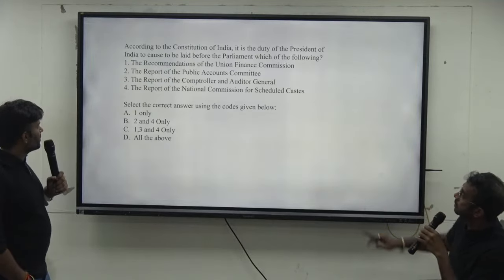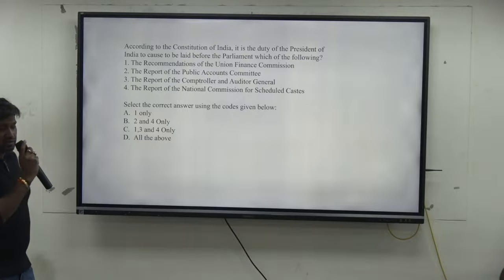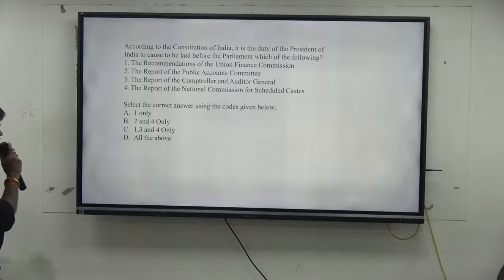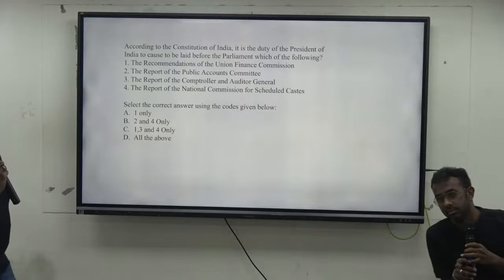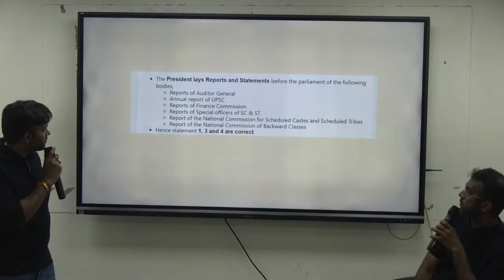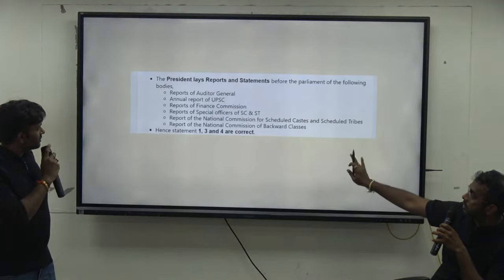Repeated question. According to the Constitution of India, it is the duty of the President of India to cause to be laid before the Parliament which of the following: recommendations of the Union Finance Commission, report of the Public Accounts Committee, report of the CAG, report of the National Commission for Scheduled Castes? 1 only, 2 and 4, 1, 3, 4, all of the above. Simple, all of the above? Then what? 1, 3, 4. Which is the second one? Public Accounts Committee is not included. Only these are the reports.